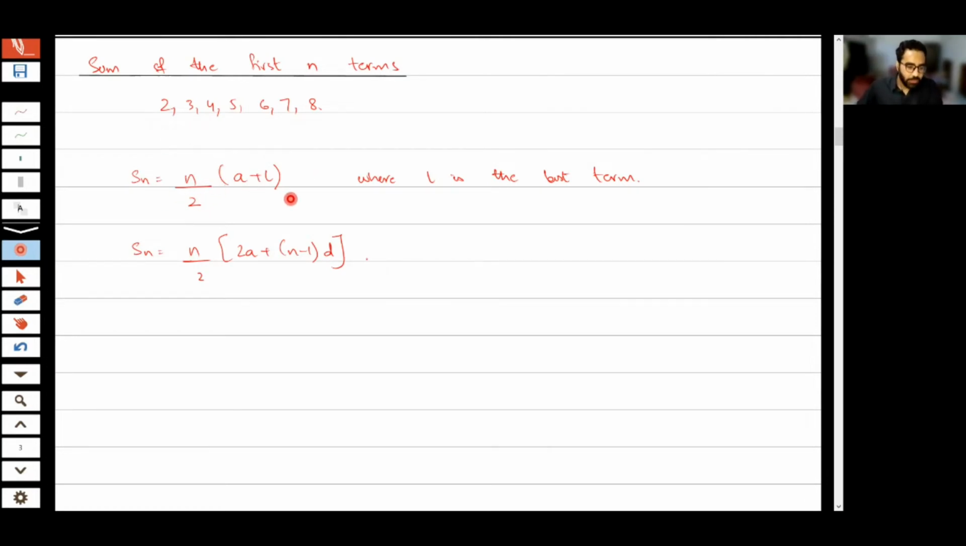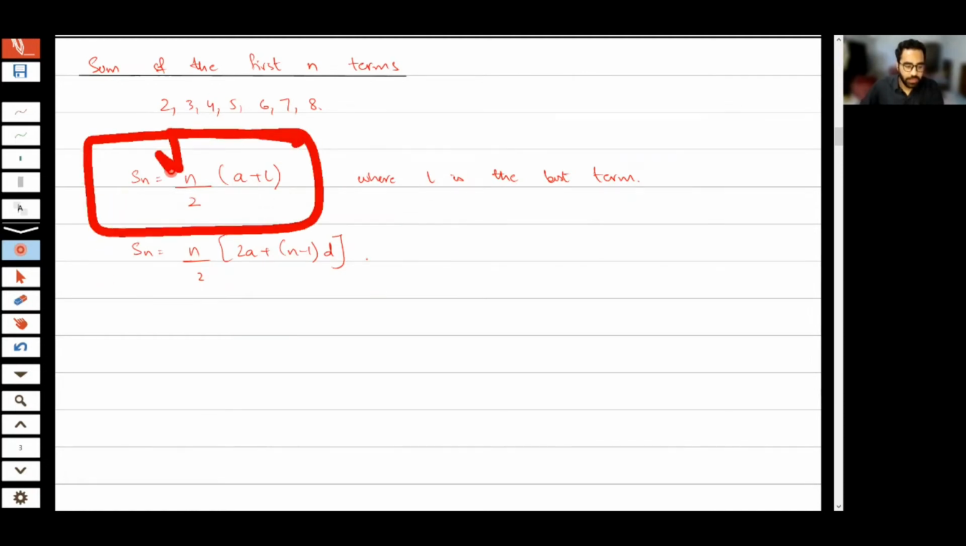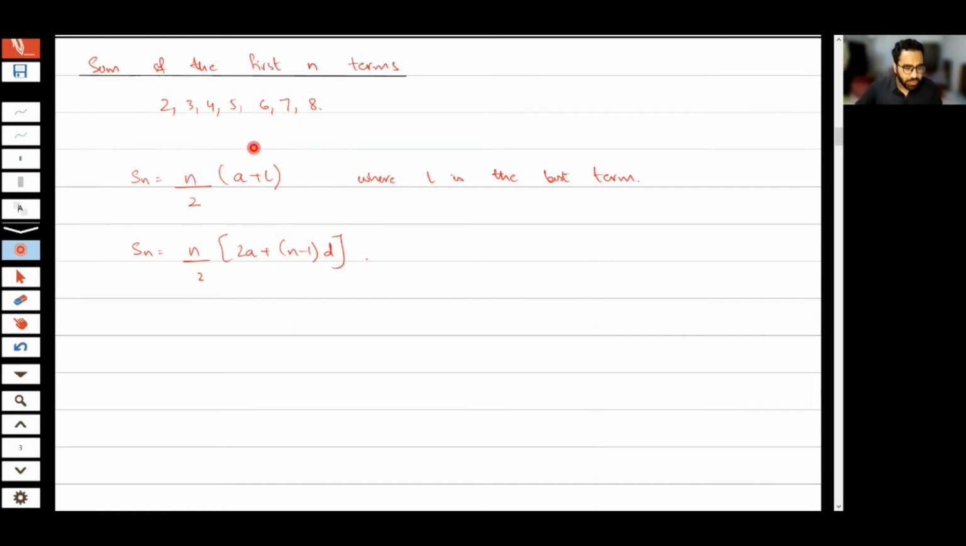So yeah, now we make use of a formula to find the sum of the first n terms. Either we use this or we make use of this. What do I have in this formula? What is the value of n here? If I have to find the sum of the first 6 terms, I'll make use of the value of n as 6. And if I have to find the value of the first 20 terms, then I will have to take the value of n as 20.